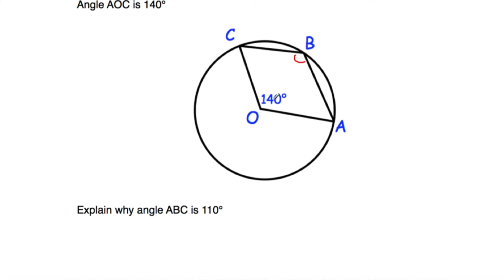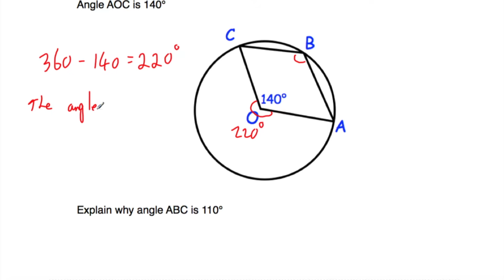So the angles at a point add together to be 360 degrees. So if I take the 140 degrees away from 360, we can find the size of this reflex angle. So if we do 360 take away 140, that's equal to 220 degrees. So that means the reflex angle AOC is 220 degrees. And let's explain that. The angles at a point add to 360 degrees. So that's the size of that angle.